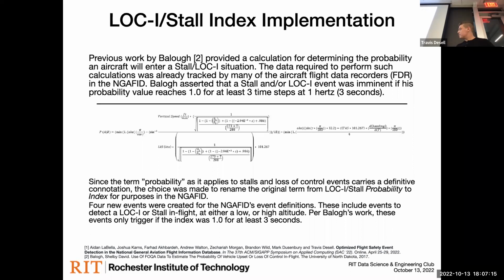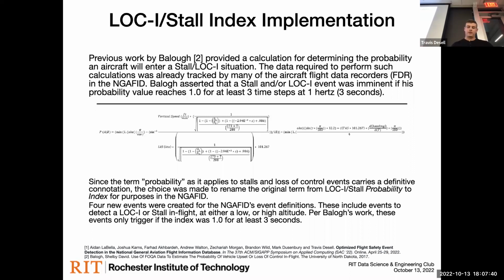We basically implemented it in the NGAFID so that whenever someone uploads a flight, it goes through all the time series data and creates new columns called the stall index and the loss of control index. There's two of them, and it stores them. And then it's just like any other time series object in the database. Like Travis showed a couple of slides ago, if you go to the data visualization feature, you'd be able to see the stall index.